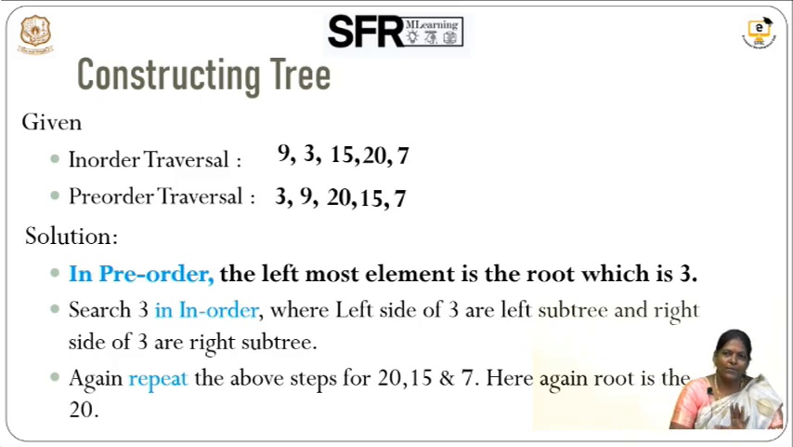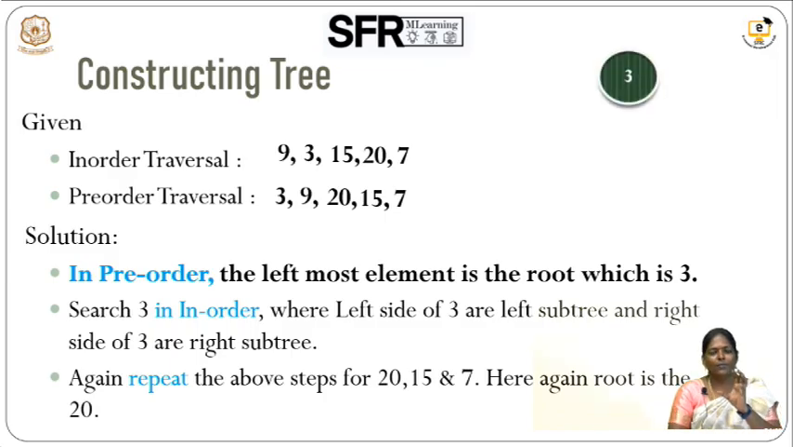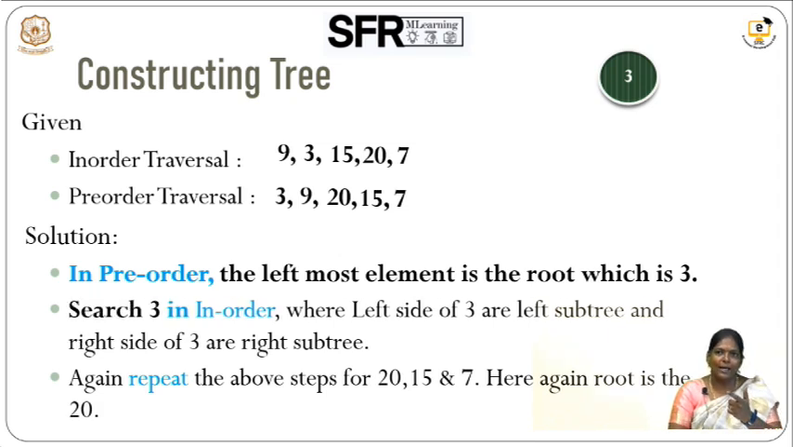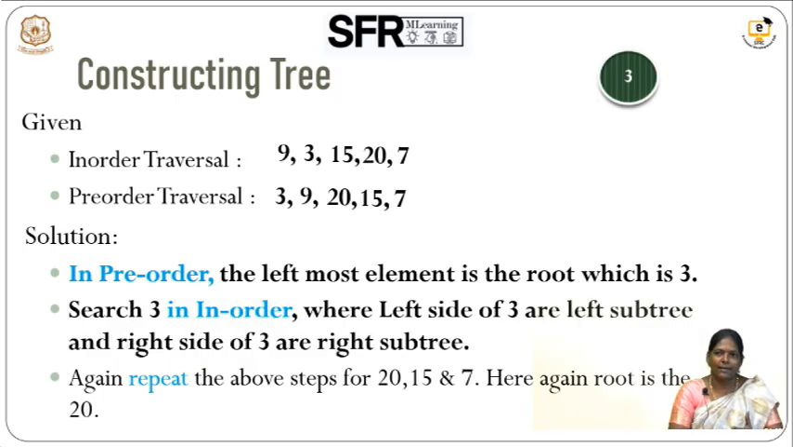Okay, first we already know that in pre-order traversal, the first node is the root node, right. So here 3 is the root node. I will finalize it. So 3 is the root node of my tree, I can draw it. Then from the in-order traversal, I have to check where 3 is available. You can see that 3 is at the second position. That means 3 has 9 on the left side and 3 more nodes on the right side.